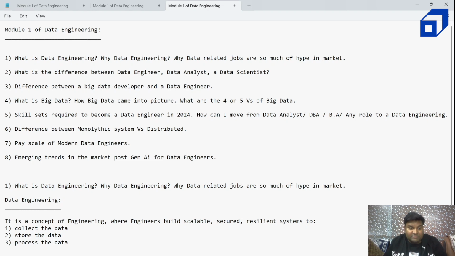So data engineering is a concept of engineering where engineers build scalable systems. What is scalable? Anything which can be scaled up, increased or enhanced. So engineers build scalable, secured, and resilient systems. Resilient means that if something fails, it tends to go back to its original state. So engineers try to build a system which can be scaled, which is secured from any harmful activities from outside, and which is resilient enough to go back to its initial state in case of any failure. This system is meant to collect the data, store the data, and process the data.